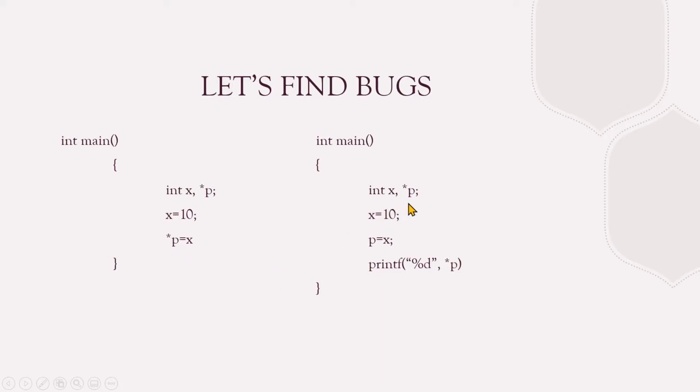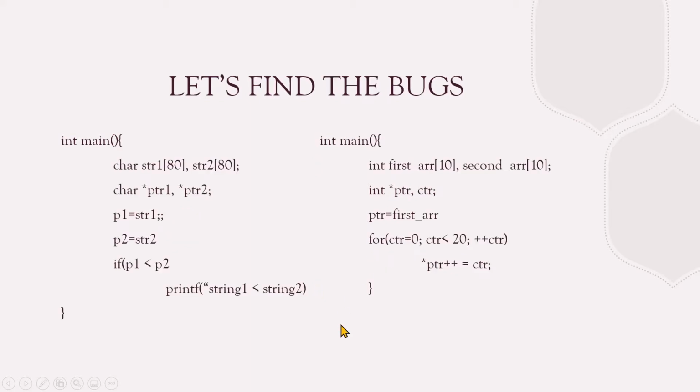Okay, what about the next one? int x, *p, x equal to 10, p equal to x, and printf *p. Is it going to actually print 10? No, it's not. Because p is supposed to contain an address. Next, what about this one? char str1, str2, and then we have *ptr1, *ptr2. Of course, we don't need two semicolons there. The semicolon here is missing, as you may have guessed already.